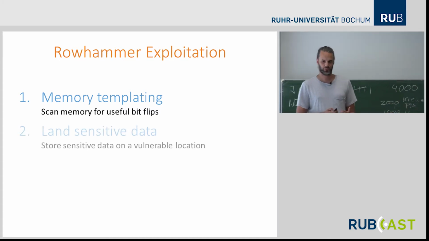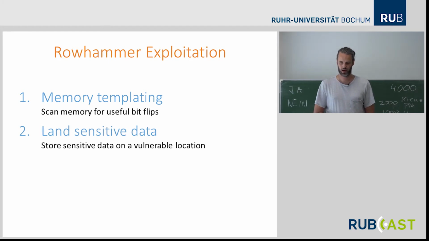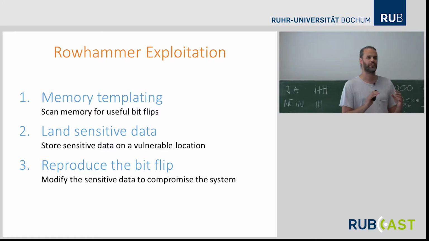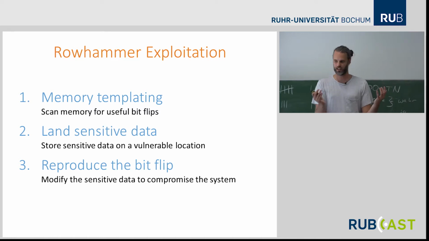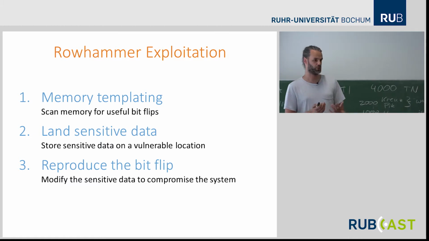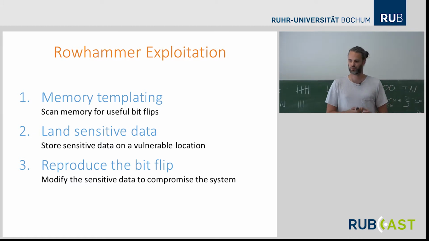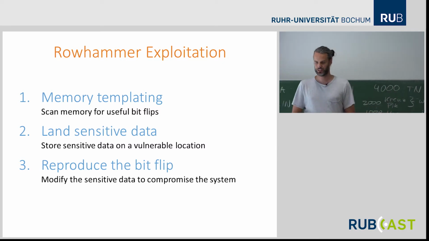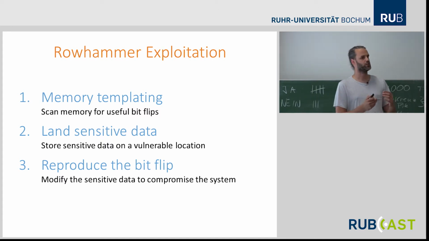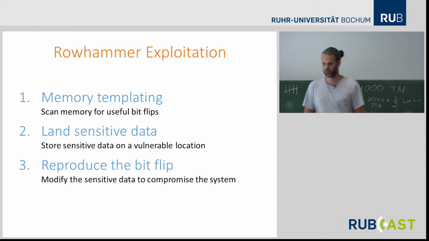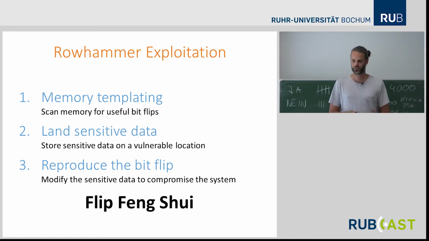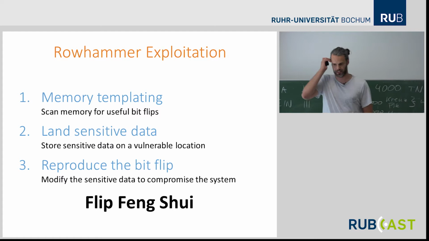And if we want to do Rowhammer exploitation, we need to do three things, actually, sorry. One is memory templating. This is a phase where we search the entire DRAM area for bits that we can flip. Once we know that a certain cell is vulnerable, we want to land some sensitive data into that cell, so we need to store something into that location. Once we have that, we are going to reproduce the bit flip and hopefully do something interesting. These three steps are what we call Flip Feng Shui.